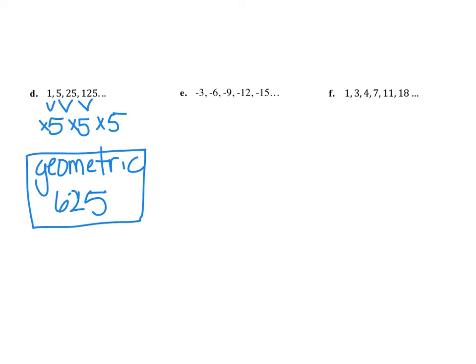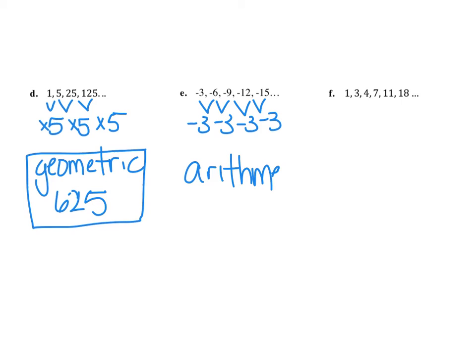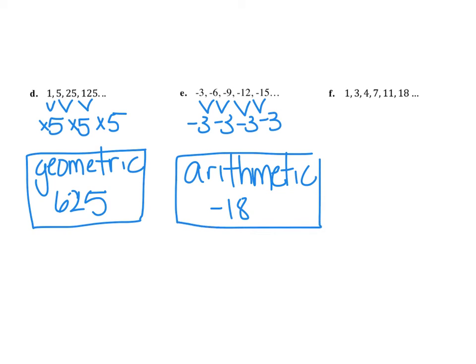All right, so let's take a look at our next one. We're going from -3 to -6 to -9 to -12 to -15. So what I'm noticing is that we are subtracting 3 in each of these cases. So to get to the next term, I have subtracted 3. And since I've subtracted, remember addition and subtraction is an arithmetic sequence. And the next term, if I take -15 and subtract 3, I'm going to be at -18. So the next term in that sequence is -18.